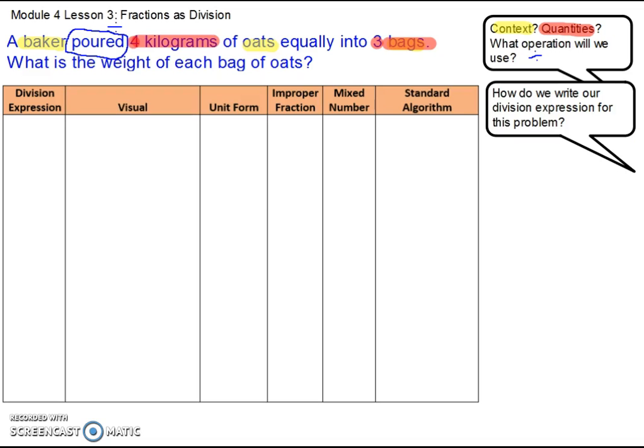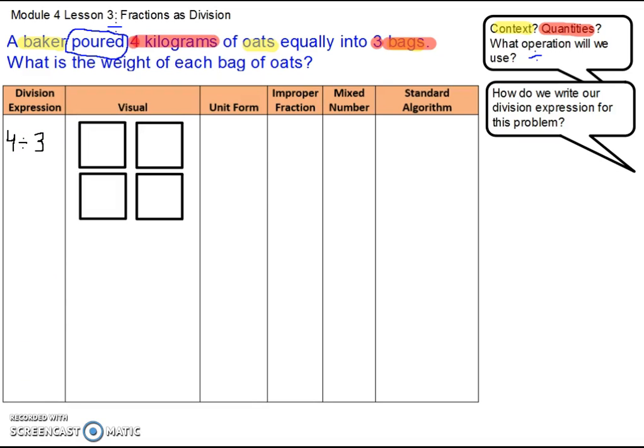In our whole group lesson, we talked about how our starting amount comes first, and our starting amount is going to be that 4 kilograms. So we would write our 4 first, and we talked about our operation is division. And then what we're dividing that 4 kilograms into would be our second number. So our division expression would be 4 divided by 3.